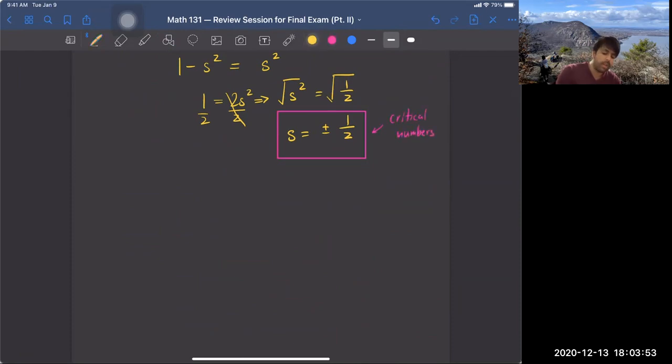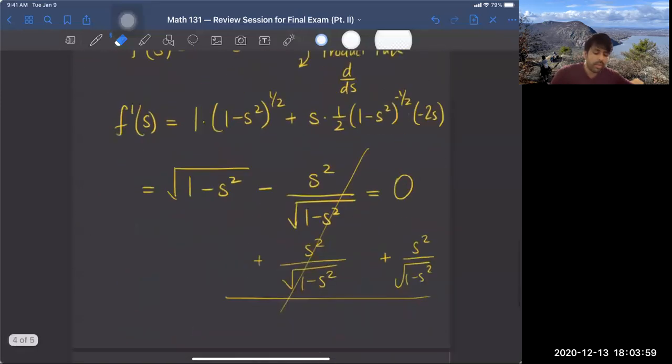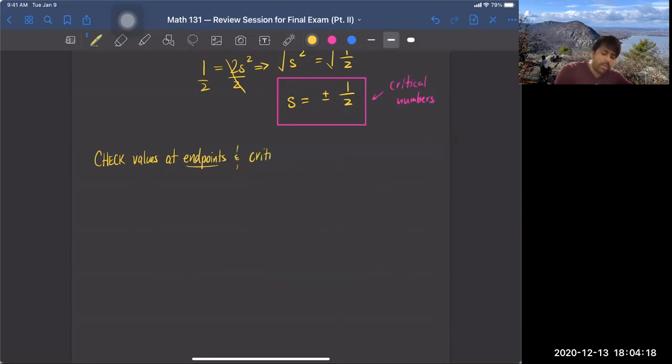So now I have to check what happens at the endpoints and what happens at the critical numbers. What happens when I plug them into the original function? So then I have to check values at endpoints and critical numbers.